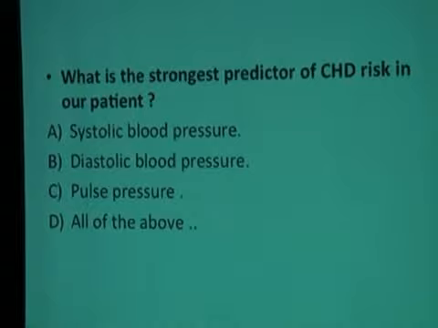Less than 50, the most important is the diastolic blood pressure. From 50 to 59, the three parameters are important. Over 60, it is the pulse pressure.